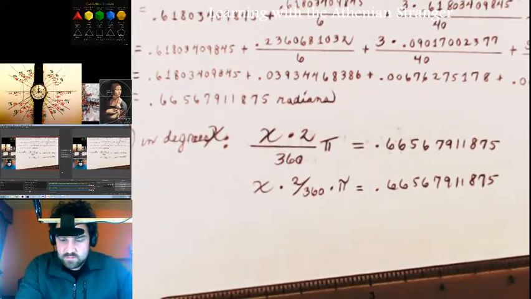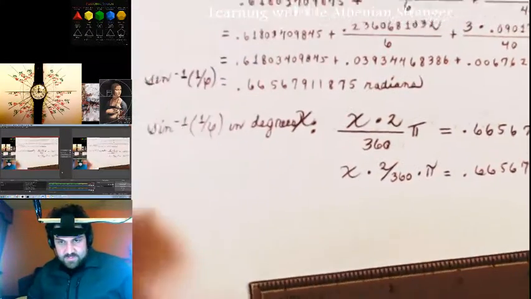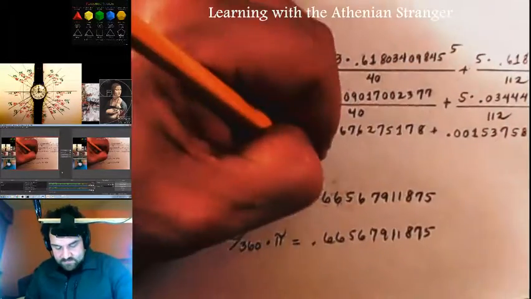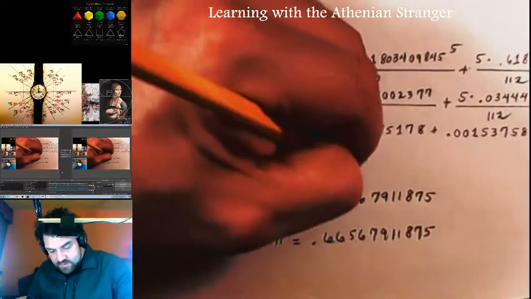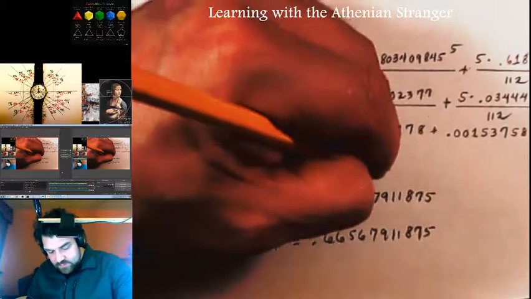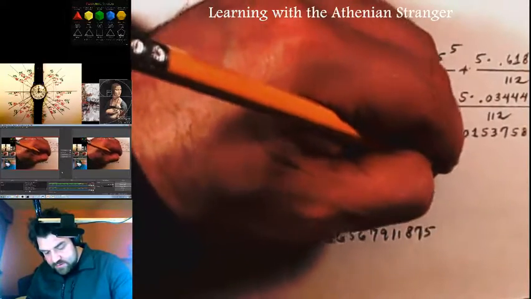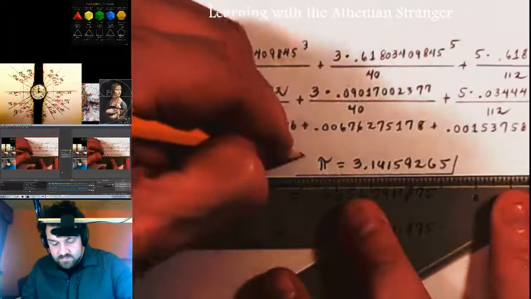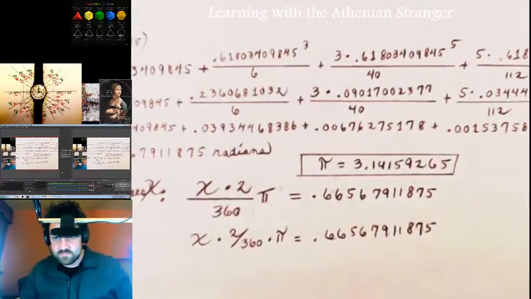So, here's what we can do, because we know pi. Here's a little sidebar. The approximation of pi that works is 3.14159265. That will work, okay? That's not the exact number for pi, but it's close enough for what we need, right?